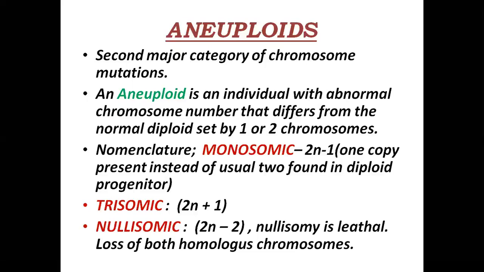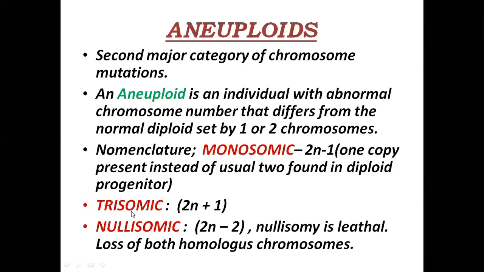Let us talk about a few nomenclatures. Monosomic means 2n minus 1, that is one copy is present instead of the usual two found in the diploid progenitor. In humans, the 2n number of chromosomes is 46, and 46 minus 1 would be 45. Therefore, monosomic for humans would be 45 chromosomes, 2n minus 1.